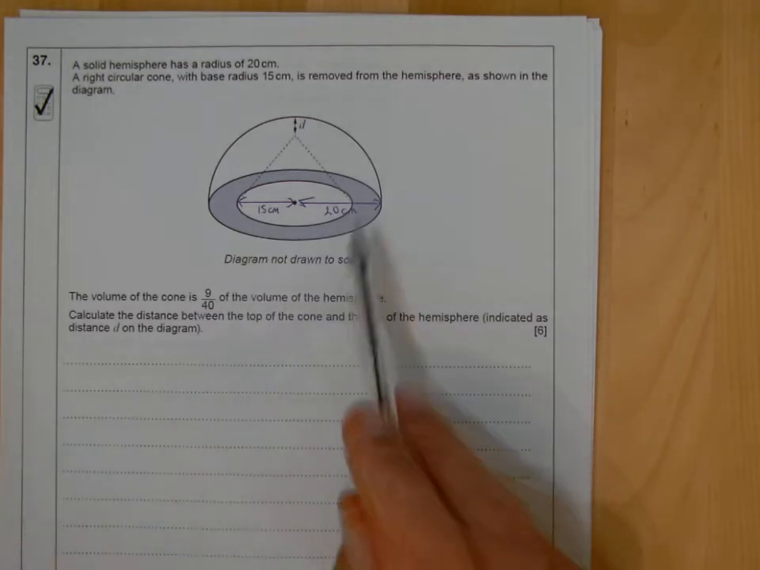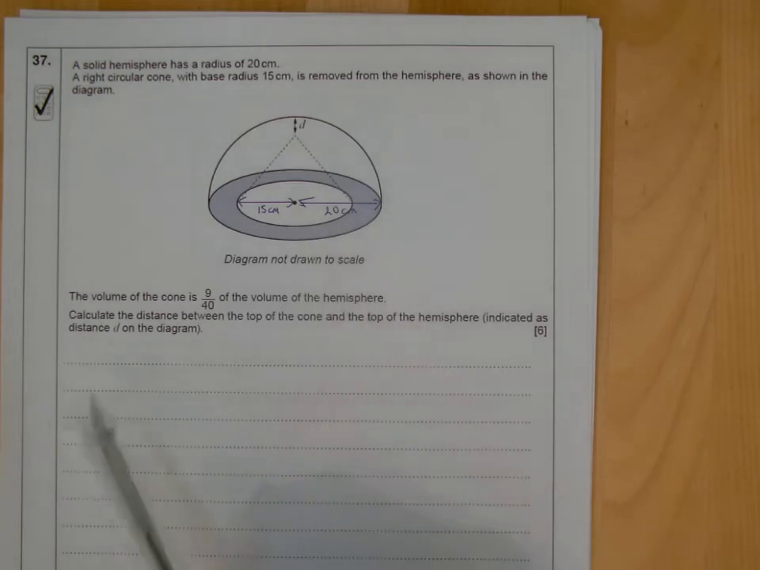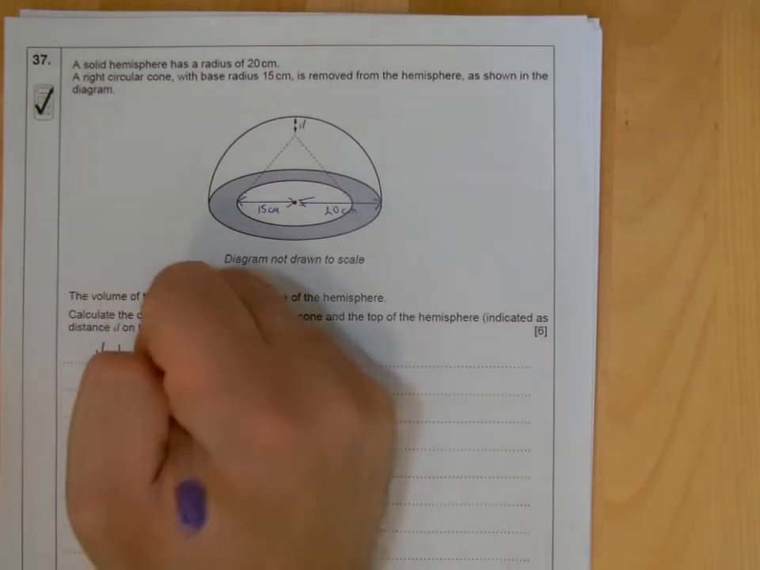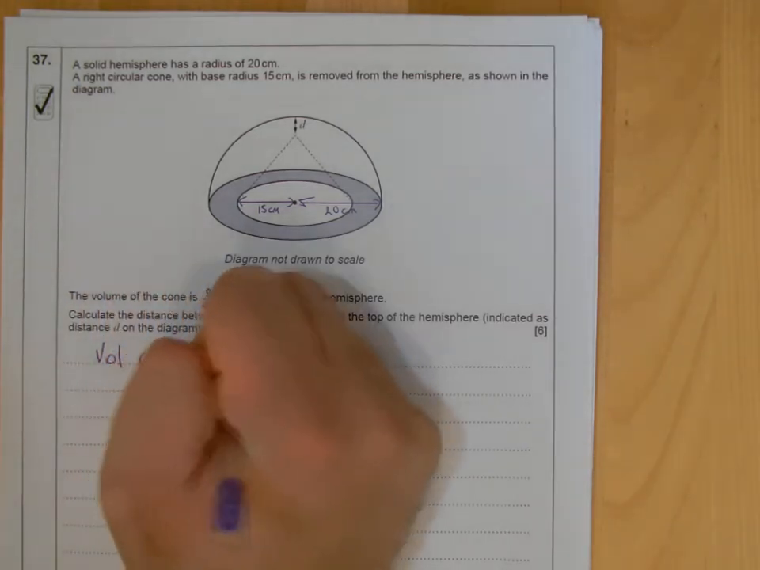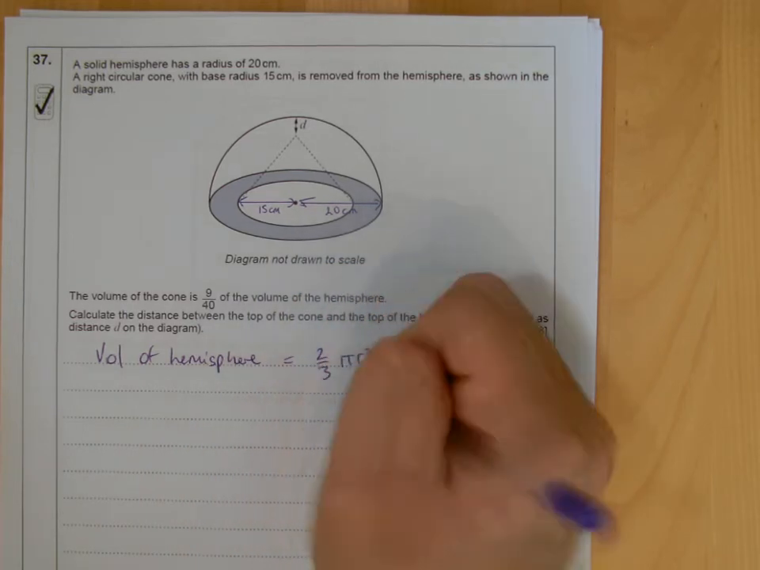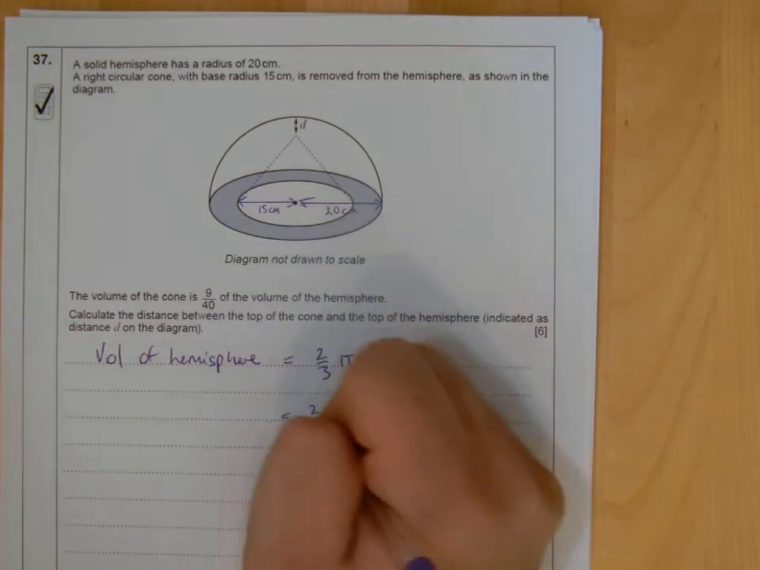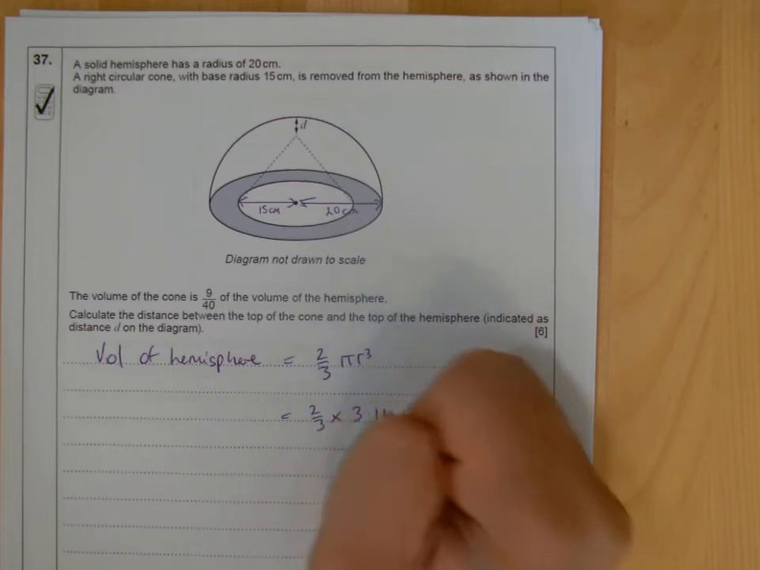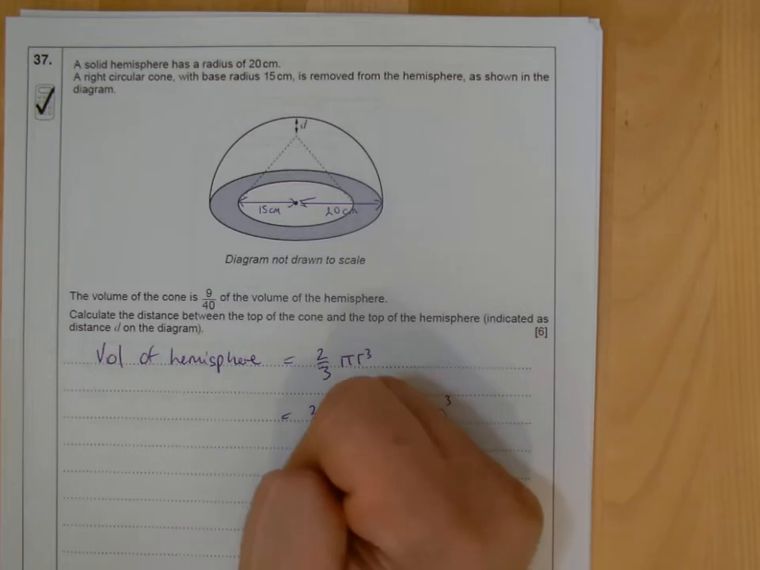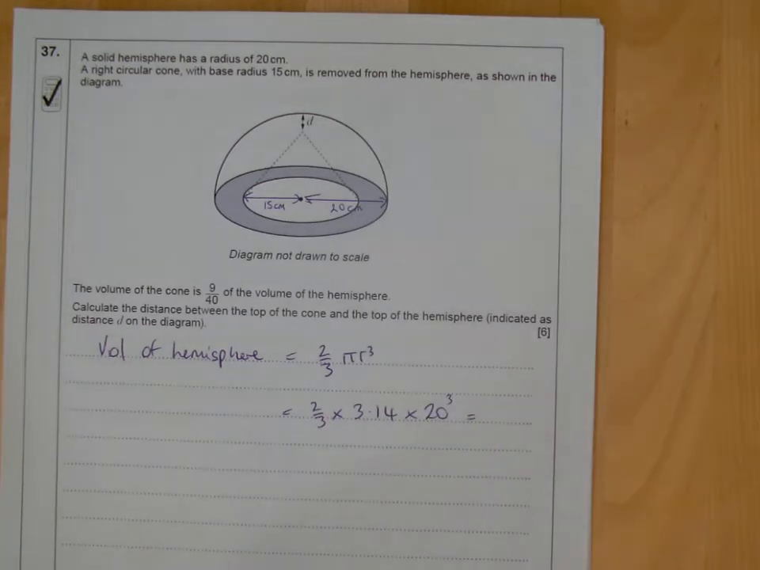But you know what, the fact that they've given us the radius of the hemisphere is fantastic, because straight away you can work out what the volume of the hemisphere is, can't you? Because the hemisphere only relies on knowing the radius, isn't it? It's 2/3 pi r cubed. So in this case it's going to be 2/3 times pi, which is 3.14, and the radius is 20, so 20 cubed. So straight away we can get our answer.